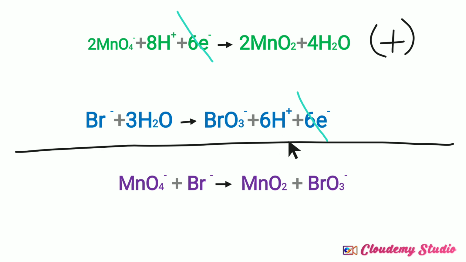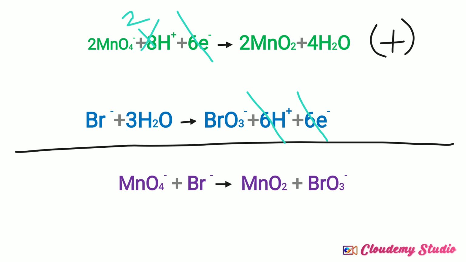So what other substance? Here 6 hydrogen ions are present on the right hand side, but 8 hydrogen ions are present on the left hand side. So we need to subtract. On subtracting, 8 minus 6 is 2. So these 6 hydrogen ions will be completely cancelled, and the 8 will become 2.